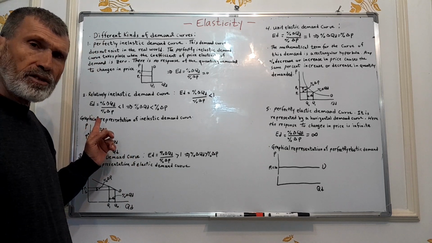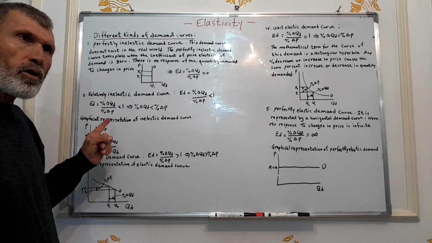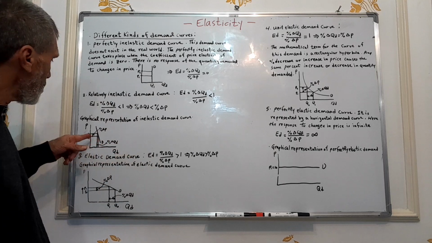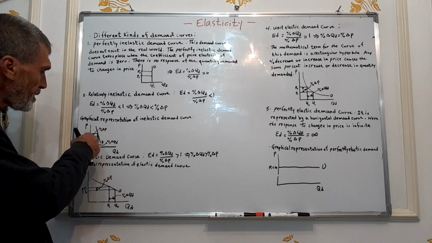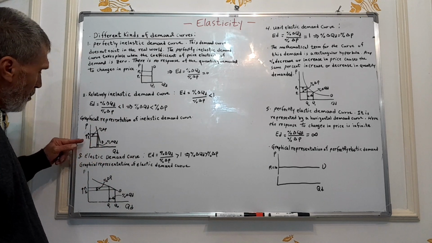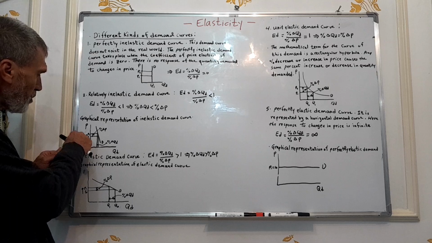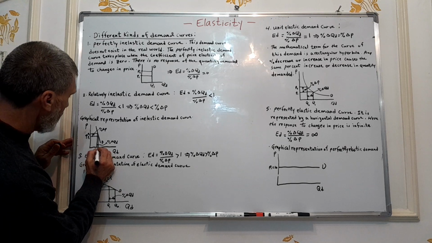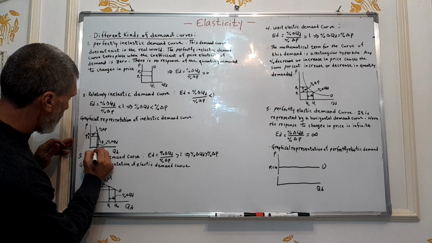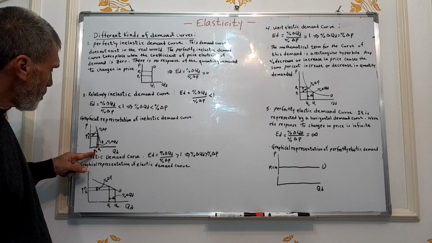So graphically, this kind of demand curve is represented by a steep demand curve, as you can see over here. This is a steep demand curve, a sharp demand curve. As you can see here, when the price changes from P1 to P2, the quantity demanded changes from Q1 to Q2.